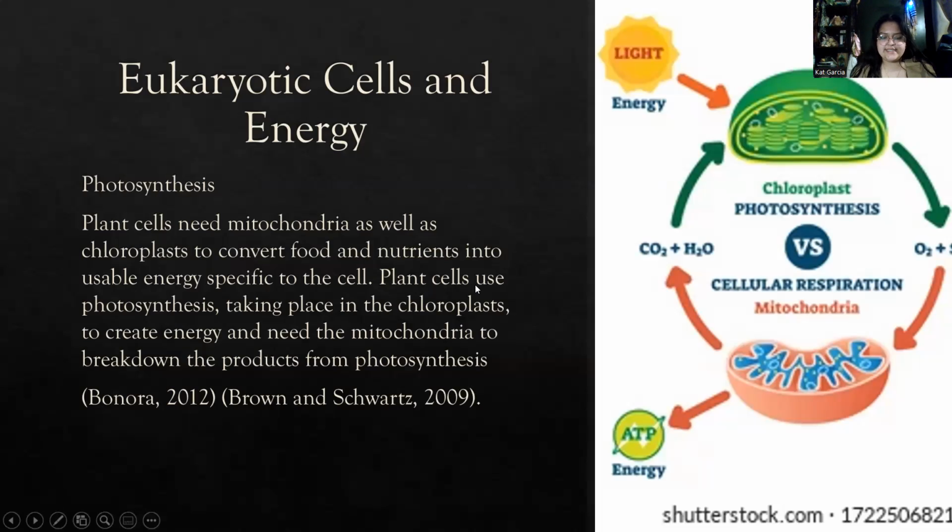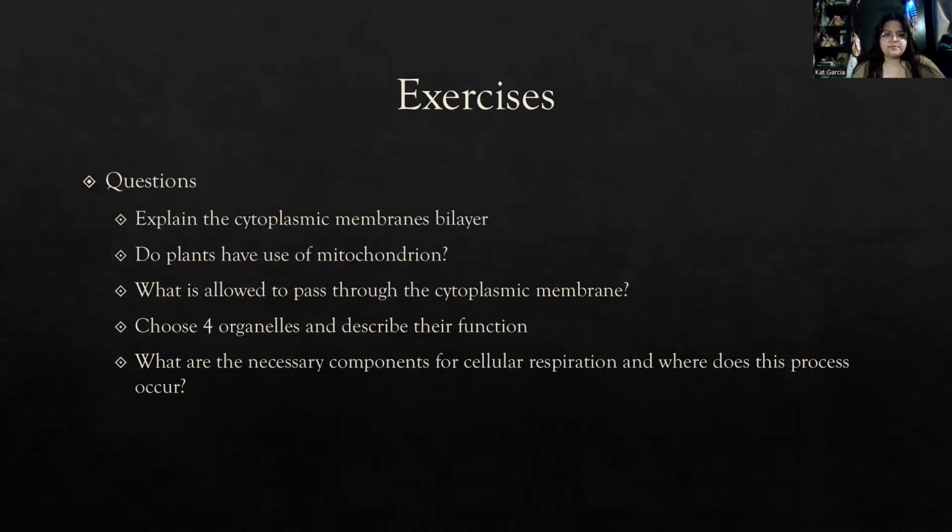So here it states, plant cells use photosynthesis taking place in the chloroplast to create energy and need the mitochondria to break down the products from the photosynthesis. So it's a big circle, they need both. And that is different from animal cells. That is exclusive to plant cells.